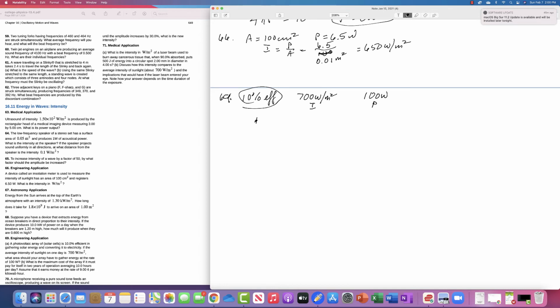Remember that I is equal to P over A, so A is equal to P over I. And if it were 100% efficient, you would just put 100 divided by 700. But it's only 10% efficient, so you have to multiply that by 10. And if you do all that, you get 1.43 square meters.